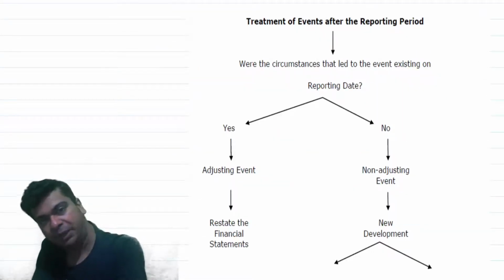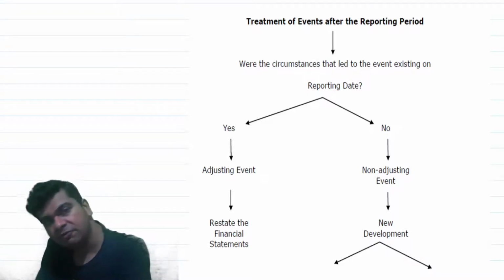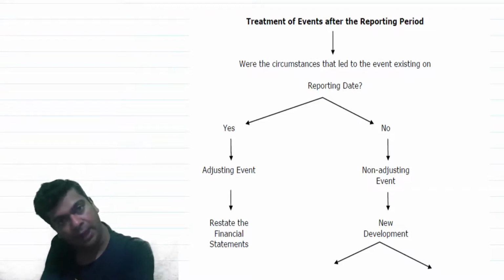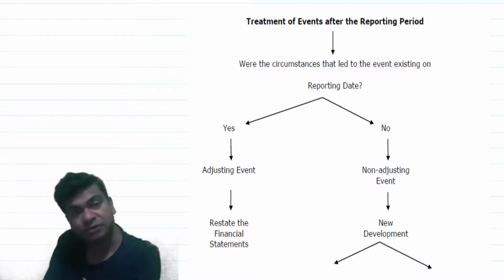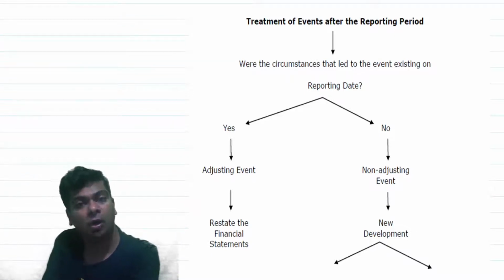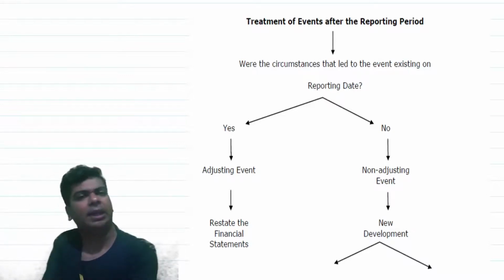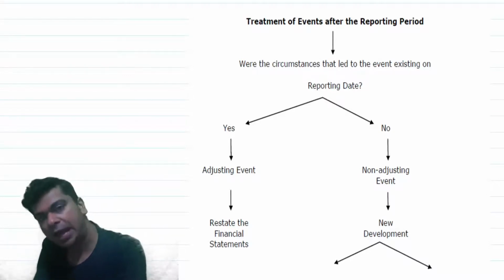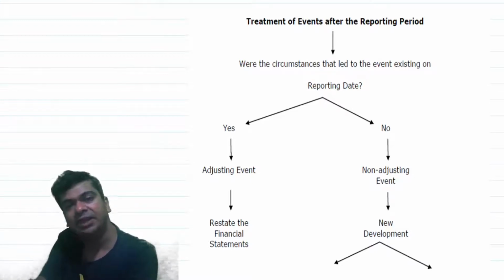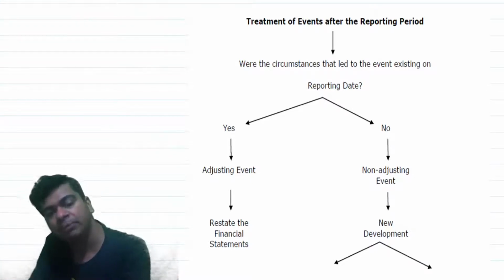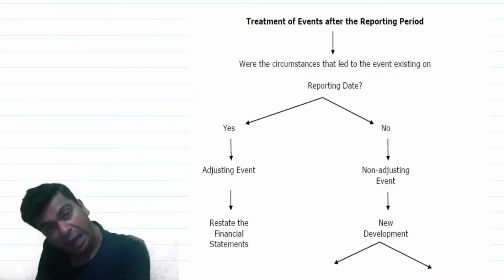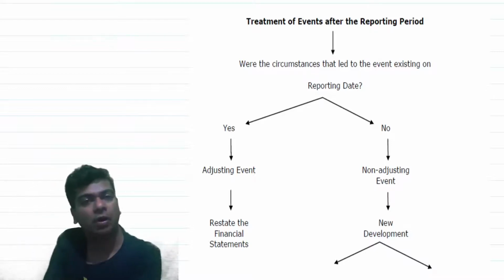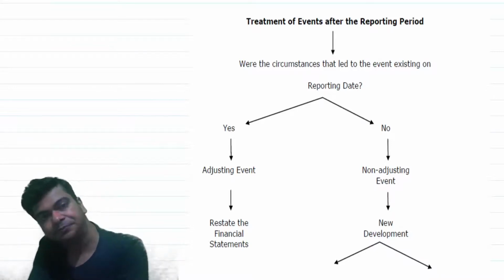Events after the reporting period are those events, favorable or unfavorable, that occur between the end of the reporting period and the date on which financial statements are approved, either by the board of directors in case of a company or a corresponding approving authority in any other case. Now that's the meaning of events after the reporting period. I have been able to identify that this is an event after the reporting period. The next question that arises is, what shall be its treatment? How am I supposed to provide treatment for events after the reporting period?